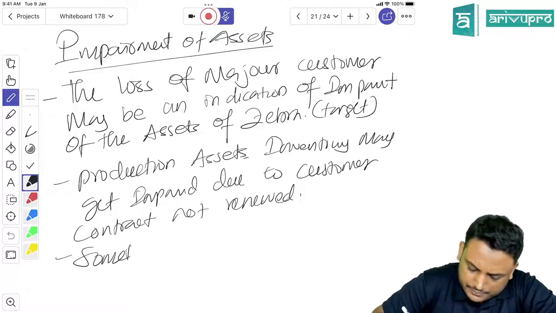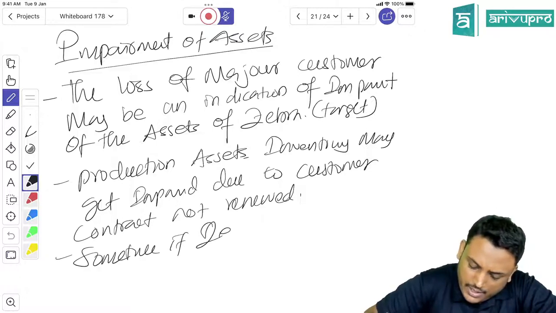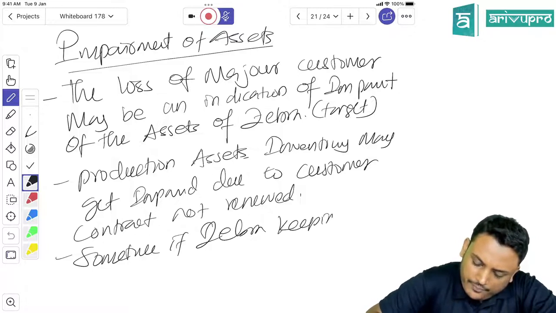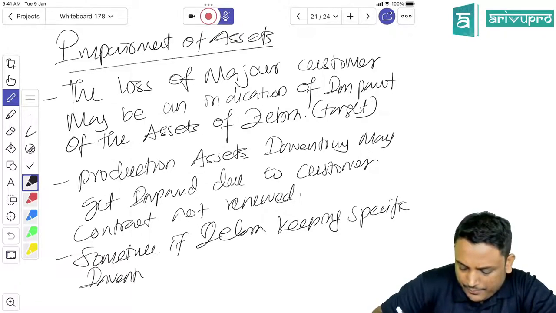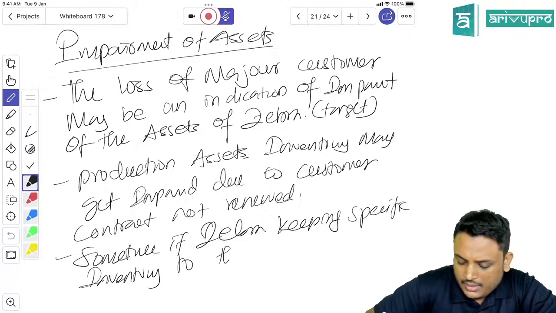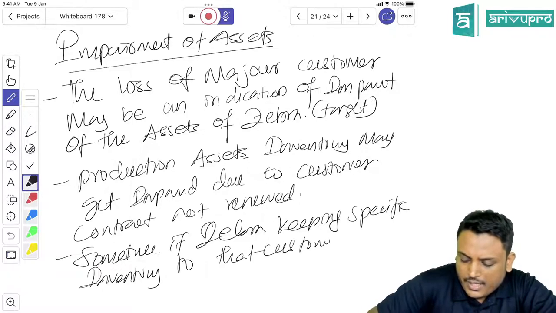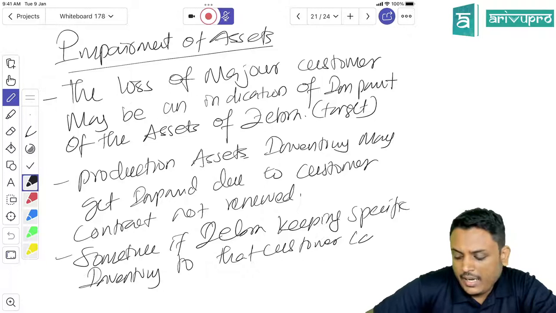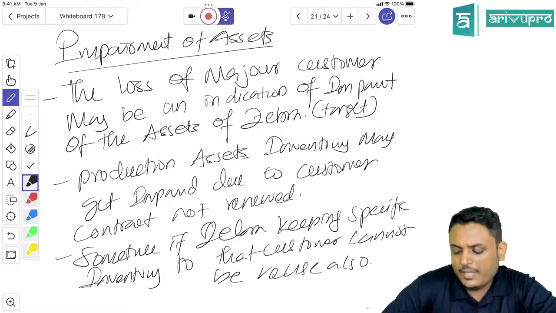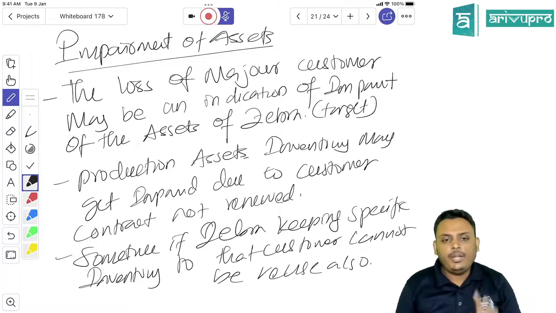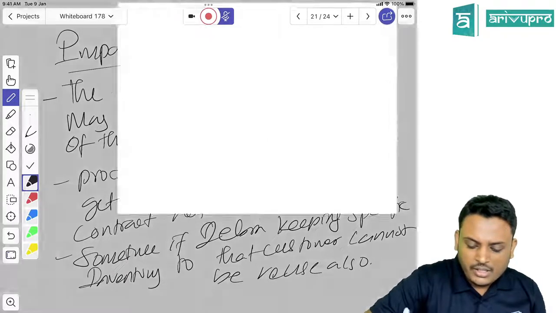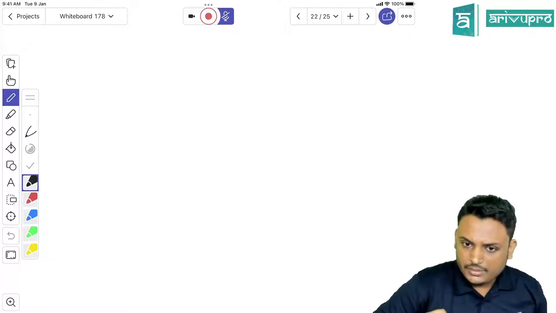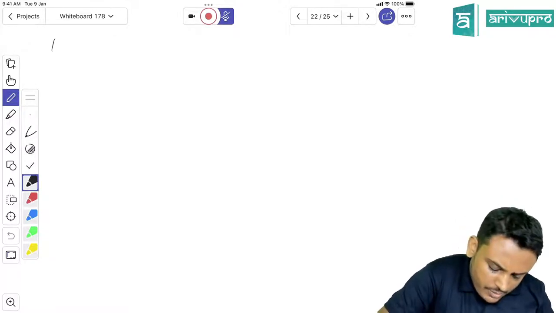Sometimes if Zebra is keeping specific inventory, see, specific inventory to that customer, there is specific inventory that cannot be reused also. Possible, right? For that particular customer, if we are keeping an inventory that we can't reuse, that is also an indication of what? Impairment. Okay, understood. Now let's move to the second one.